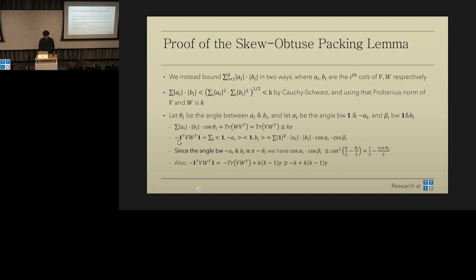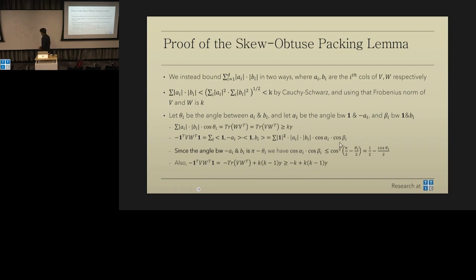For technical reasons, it's better to just work with the minus of the sum of entries. And if you just follow this algebra through, it turns out to be something like this. The algebra is not very important. What is important here is that you get this cos alpha I, cos beta I in product. Alpha I is the angle between all ones and minus AI, and beta I is the angle between 1 and BI. Now, when can this product be maximum?